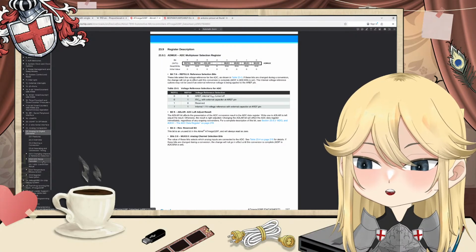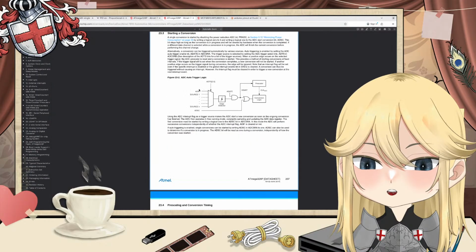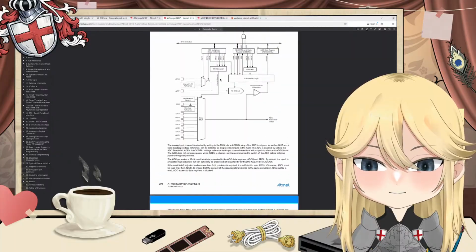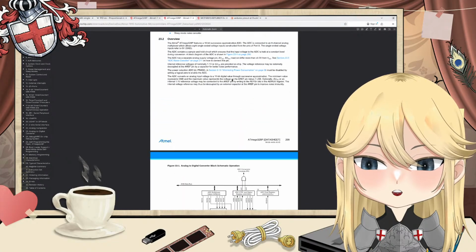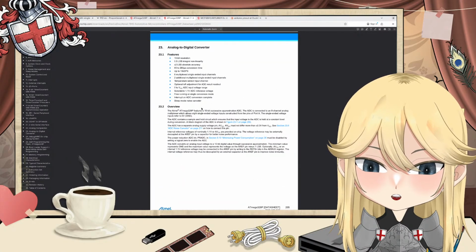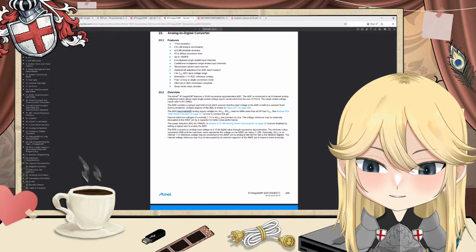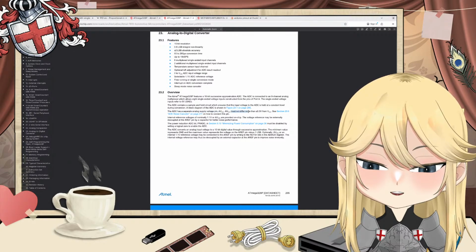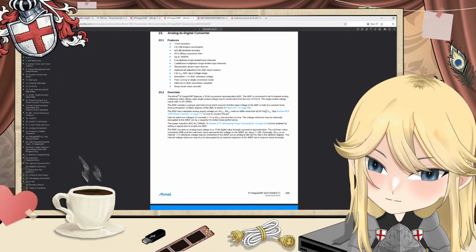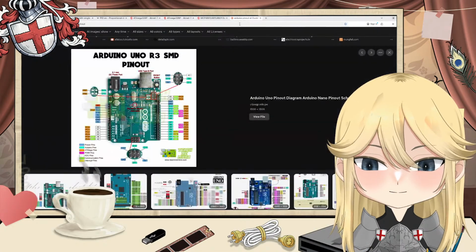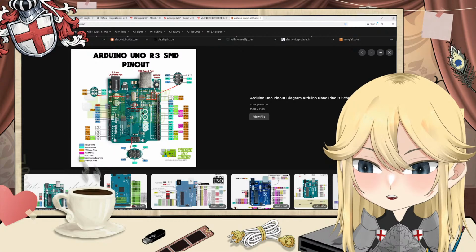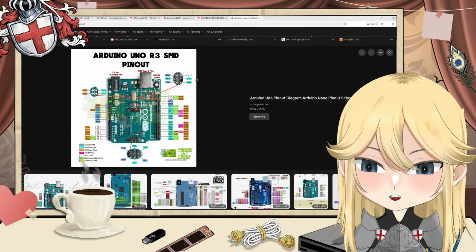Let's see, noise canceller, conversion result. There has to be some explanation to AVCC. ADC, a separate analog supply voltage pin, AVCC. Oh. How are we using that? Which pin is that?